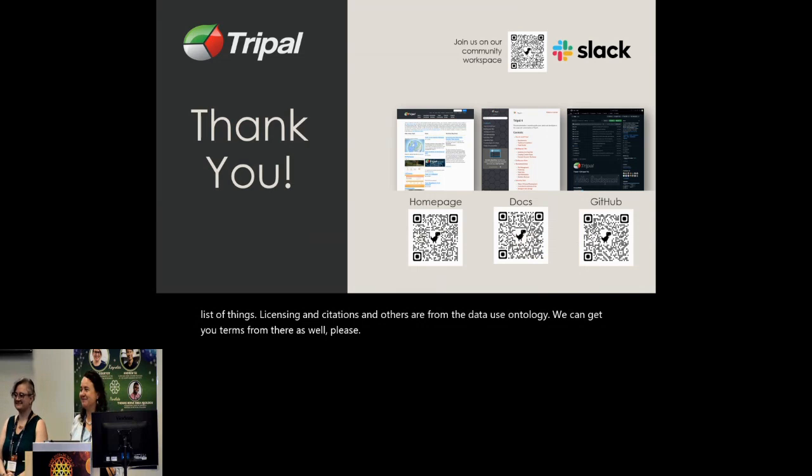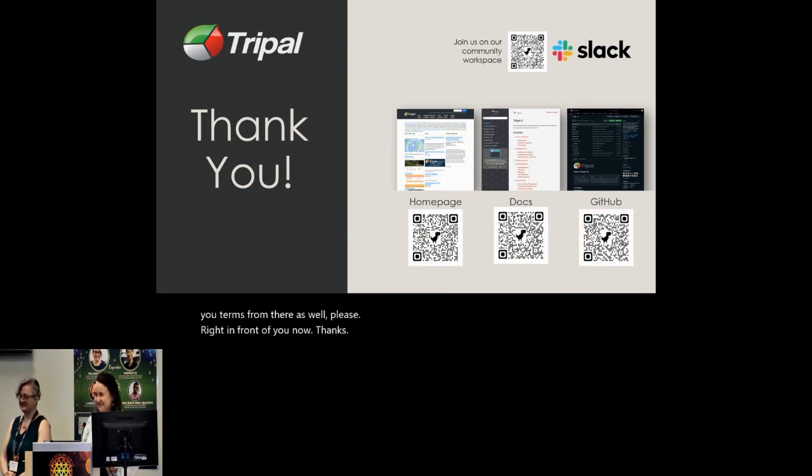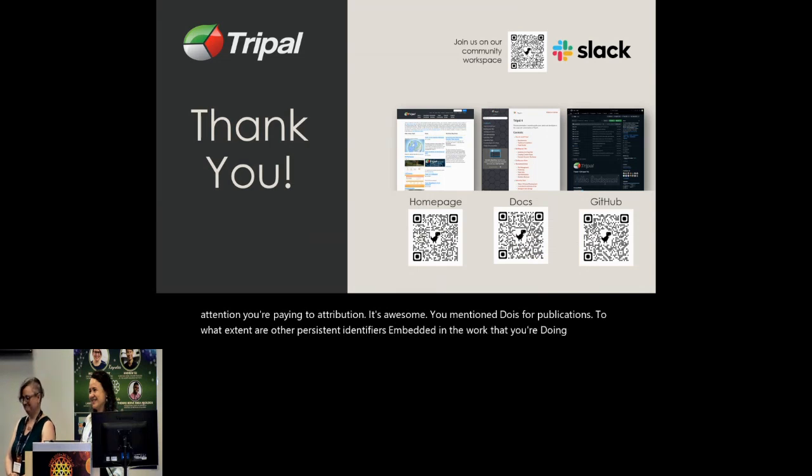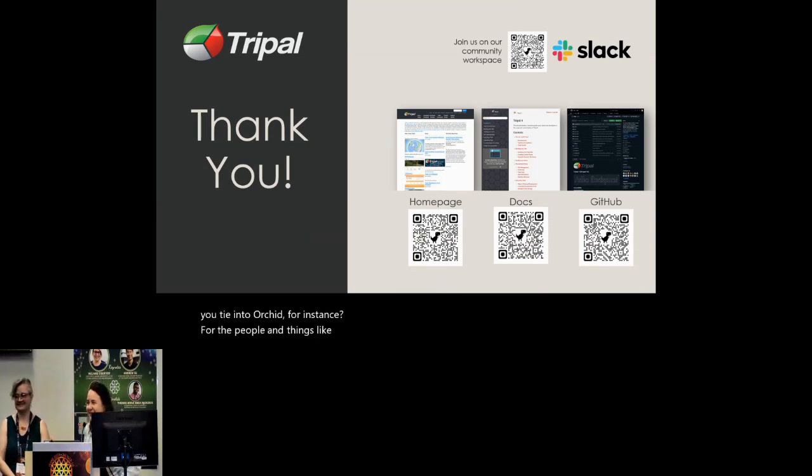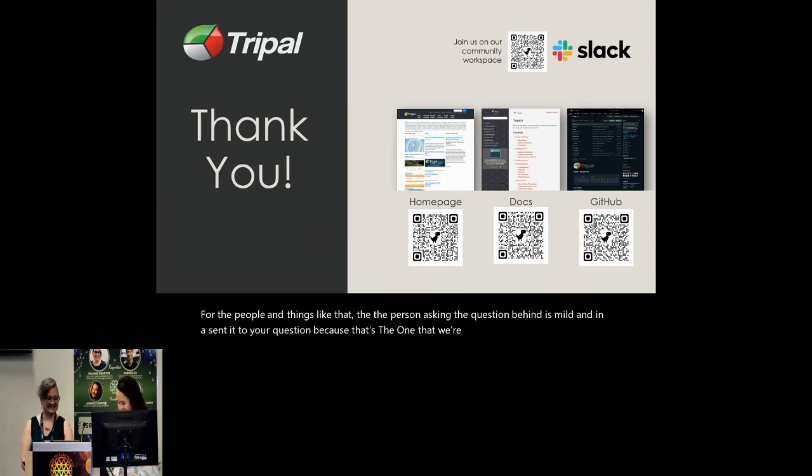Right in front of you now. So first of all, I want to acknowledge and cheer you on for mentioning supporting assistive technology, web content accessibility, and all that. That's great, and I really appreciate it. My question is related to all the attention you're paying to attribution. It's awesome. You mentioned DOIs for publications. To what extent are other persistent identifiers embedded in the work that you're doing? Do you tie into ORCID, for instance, for the people and things like that?